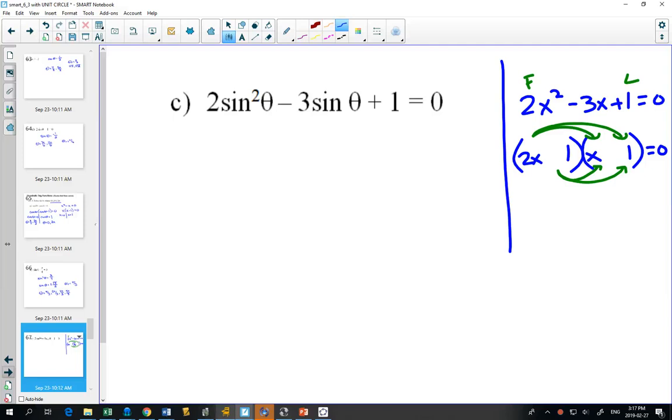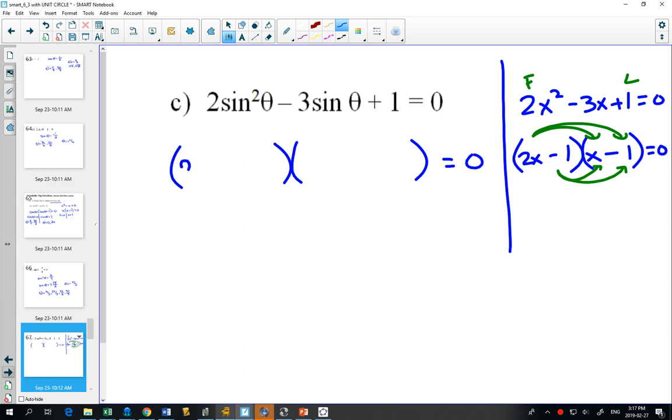So far, I haven't actually had to do any thinking yet, because there was only one option for 2x and x, and only one option for 1 and 1. Now the question is, if I want to get a plus 1, I can get a plus 1 with plus and plus or minus and minus. Which does it have to be to get the minus 3x in the middle? They both have to be minus. If we check, my outside is minus 2x, my inside is minus x, that gives me minus 3x. Everything works out.